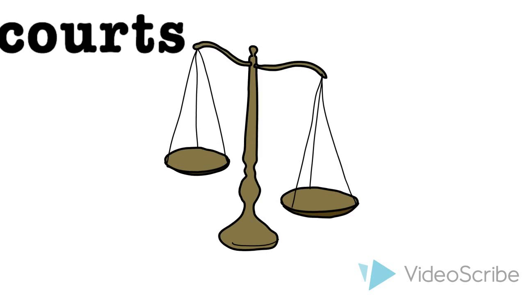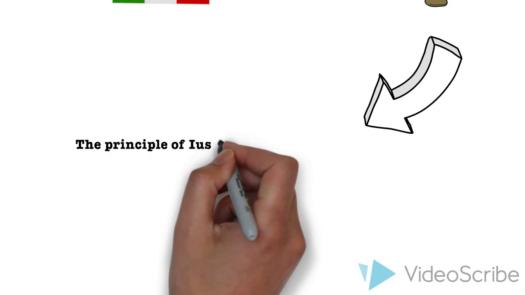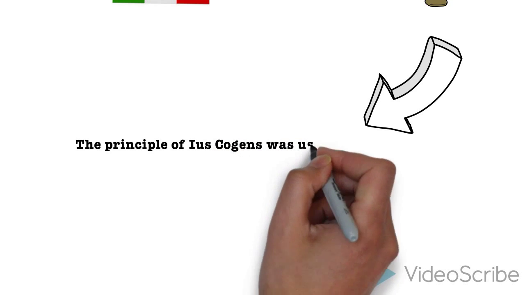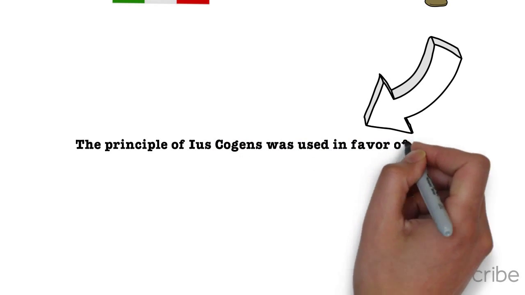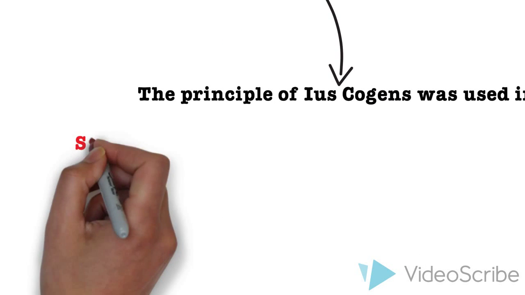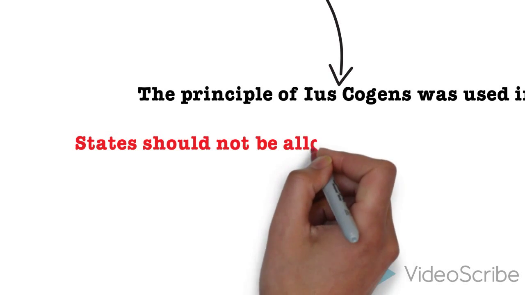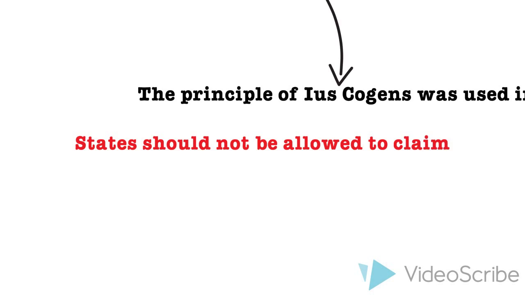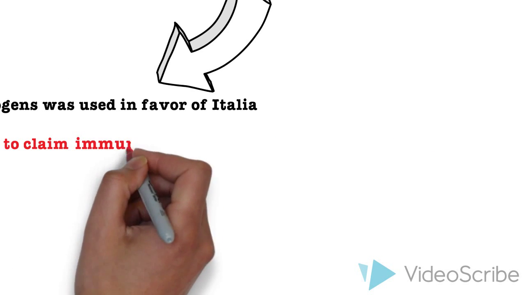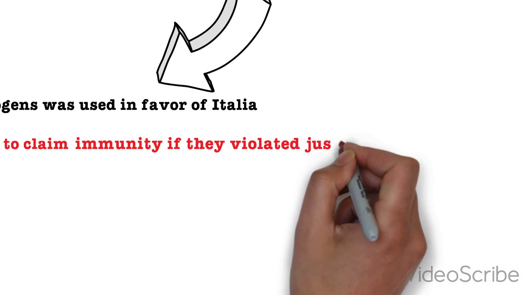Regarding the question of whether there were any exceptions to state immunity that could potentially be used by Italy in its favor, there is the principle of jus cogens, which includes the prohibition on the use of force, the law of genocide, the principle of racial non-discrimination, crimes against humanity, and the rules prohibiting trade in slaves or human trafficking. A relevant essay by American scholars provides that states should not be allowed to claim immunity if they violated jus cogens norms.